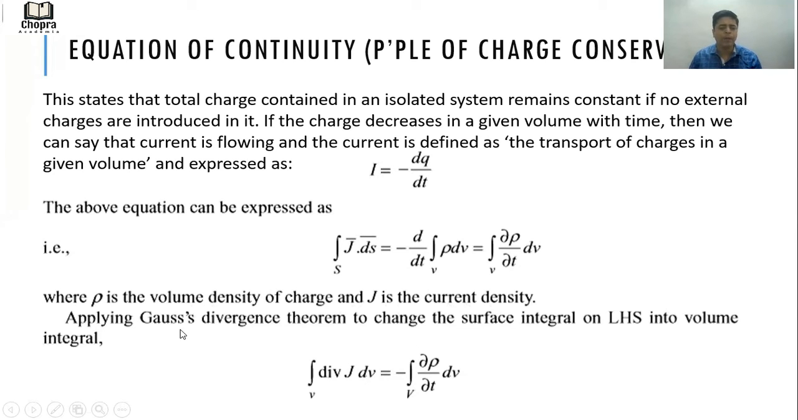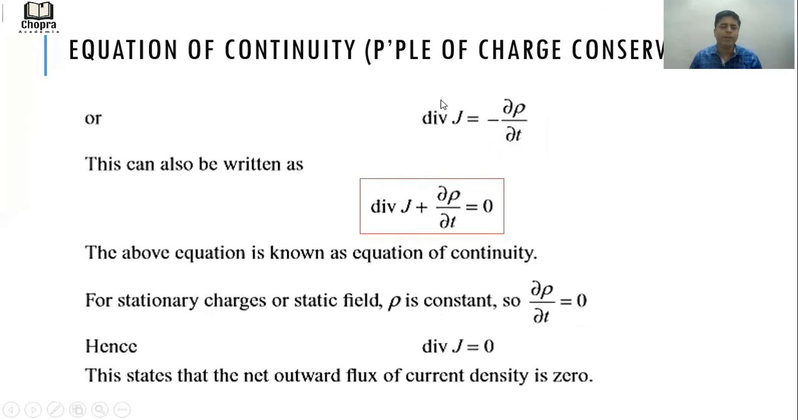Now we apply Gauss Divergence theorem to change the surface integral on the left hand side into a volume integral. Please remember, Gauss Divergence theorem was converting surface to volume integral. So on the left hand side we apply Gauss Divergence theorem. We get integral of divergence J dv is equal to minus integral dou by dou t of rho dv. So this equation becomes divergence of J is equal to minus dou rho by dou t. This can also be written as div J plus dou by dou t of rho is equal to 0. This equation is called the equation of continuity.